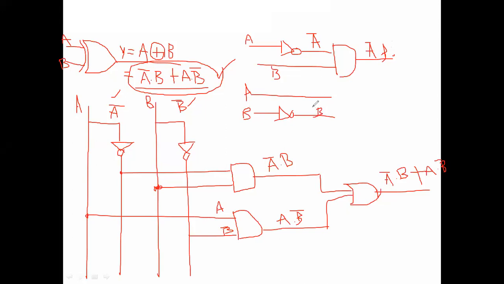So A dot B bar, connecting an AND gate. So A dot B bar. Okay. So now these two terms are connected with the OR gate. Okay. The plus symbol is there. Okay, Amma? Do you understand?